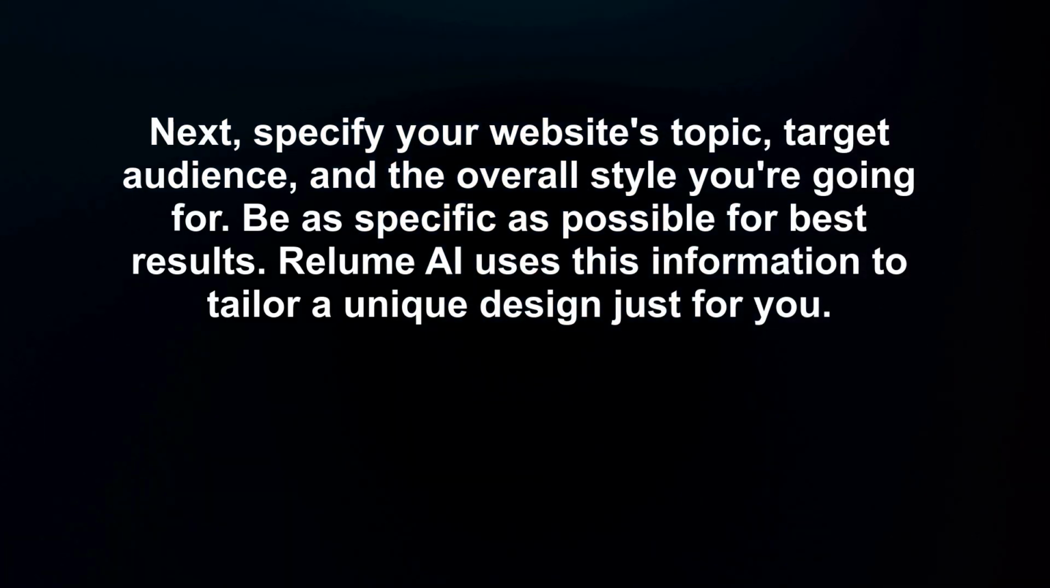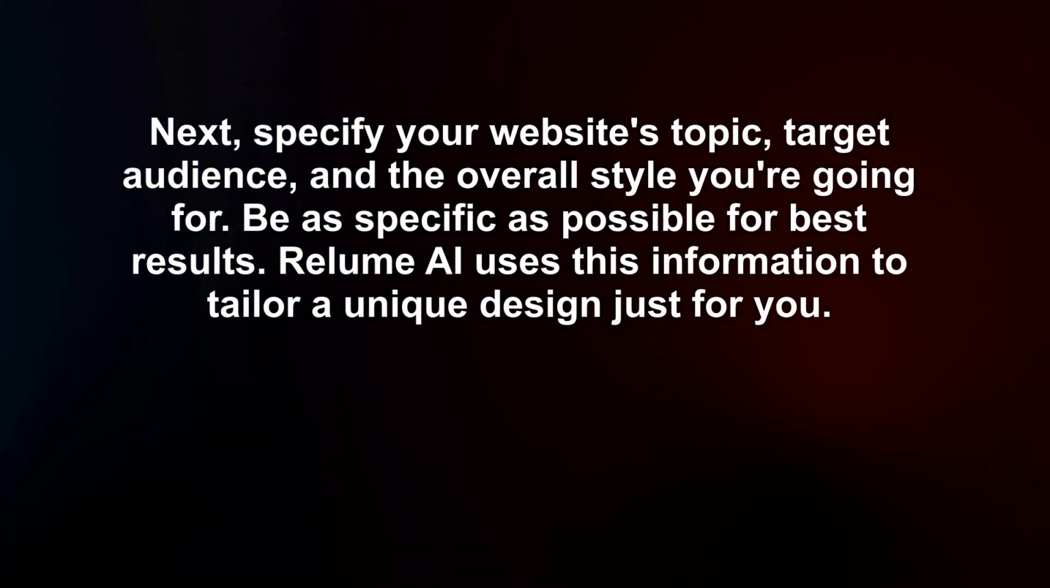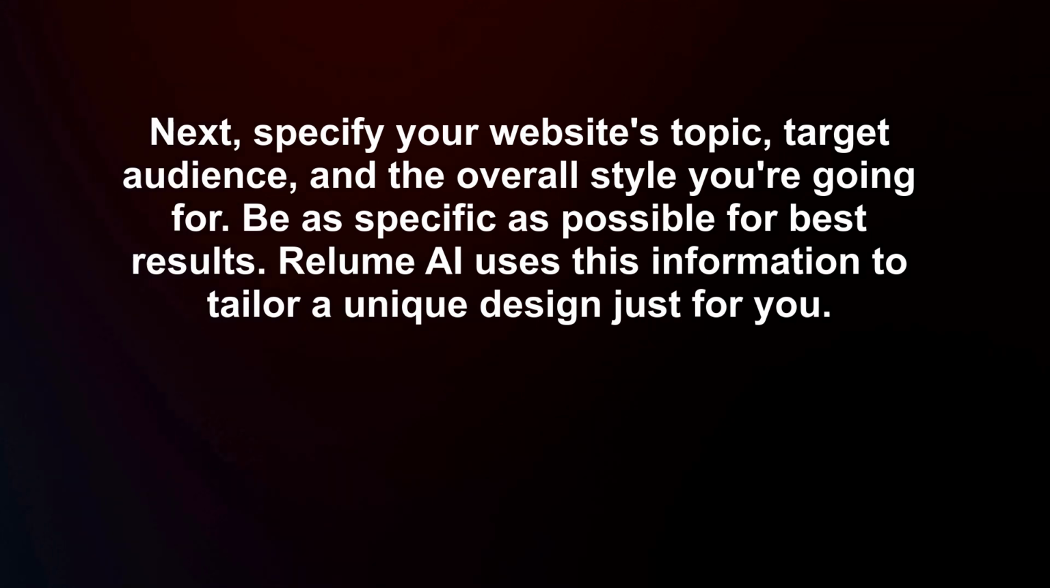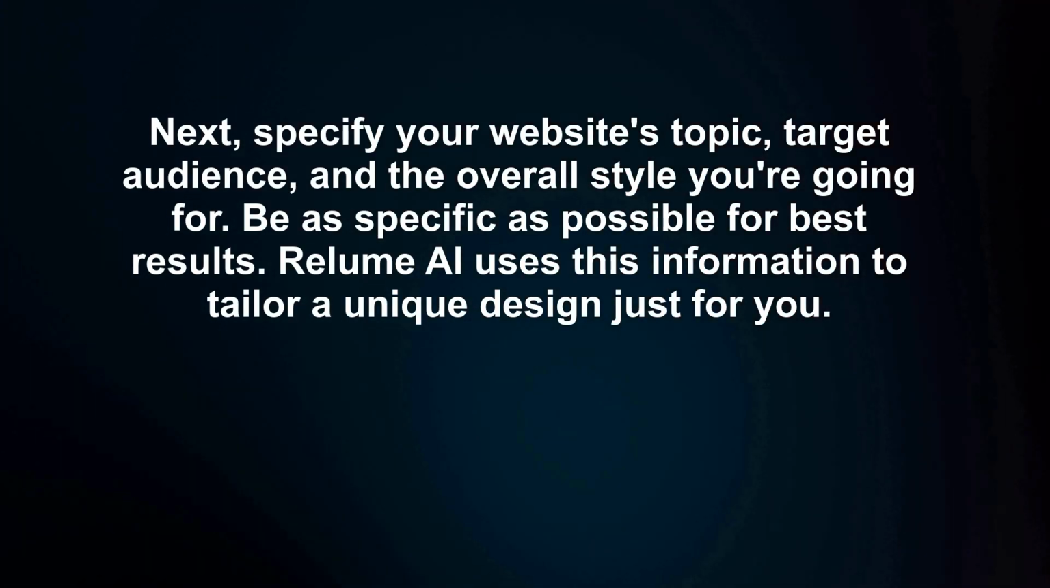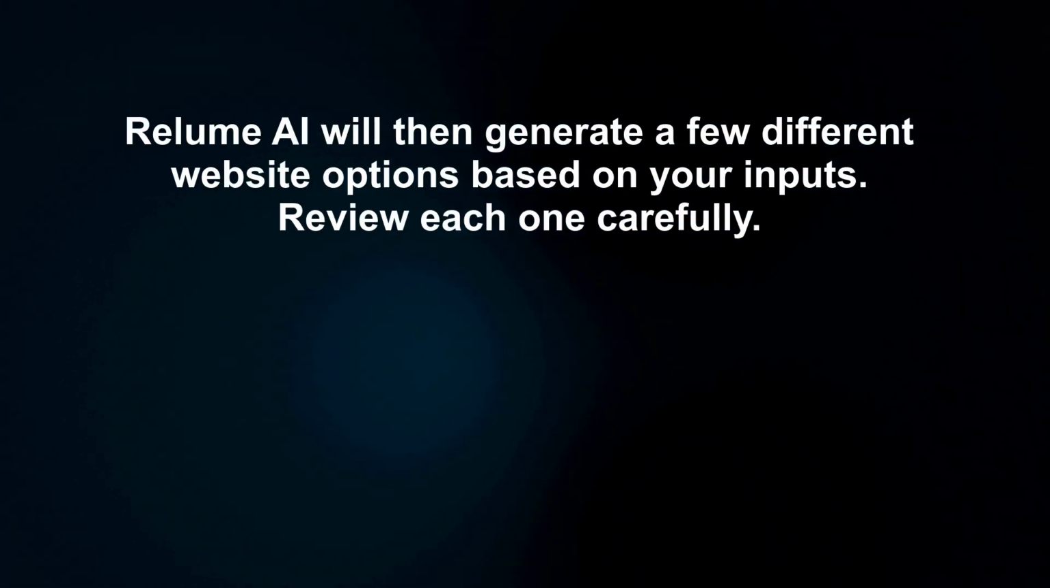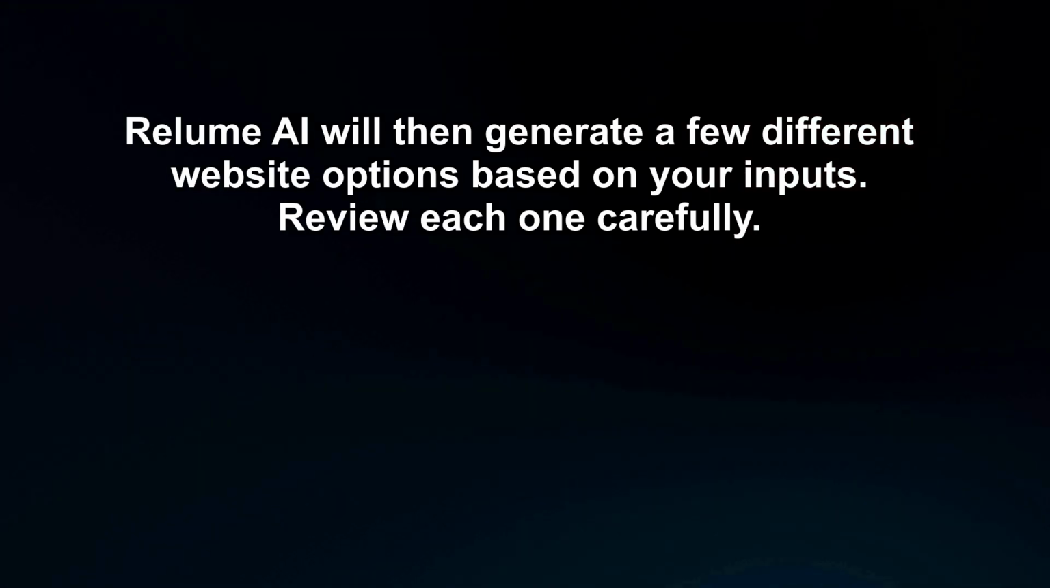Next, specify your website's topic, target audience, and the overall style you're going for. Be as specific as possible for best results. Relume AI uses this information to tailor a unique design just for you. Relume AI will then generate a few different website options based on your inputs.